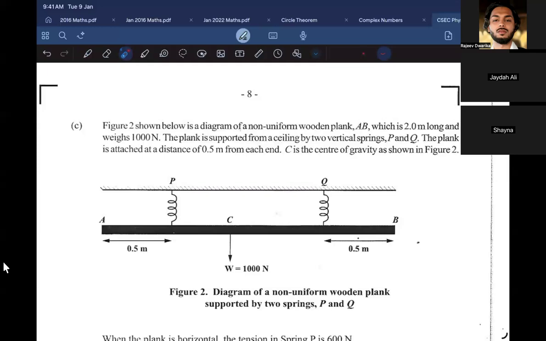The plank is supported from a ceiling by two vertical springs, P and Q. The plank is attached at a distance of 0.5 meters from each end. C is the center of gravity as shown in figure 2.